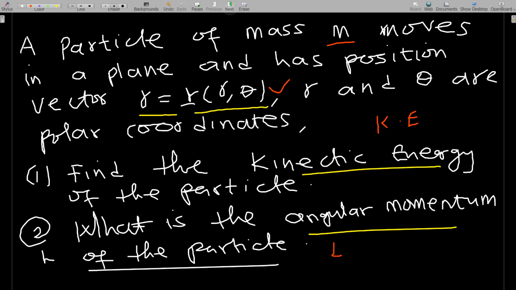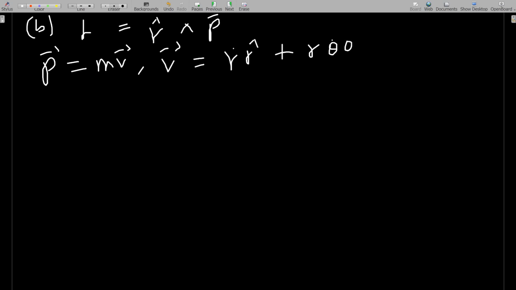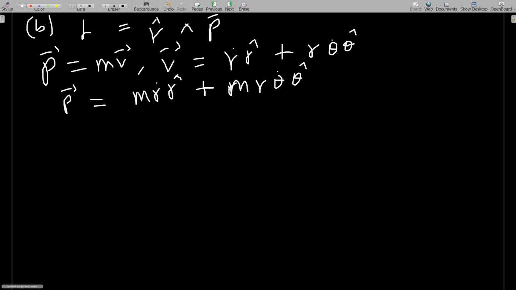And so, like I said, the angular momentum is given by this, but P, we know, is equal to mass times velocity, and the velocity vector V is given by r dot r cap plus r theta dot theta cap. So mv, which is P, will just be equal to m r dot r cap plus m r theta dot theta cap.